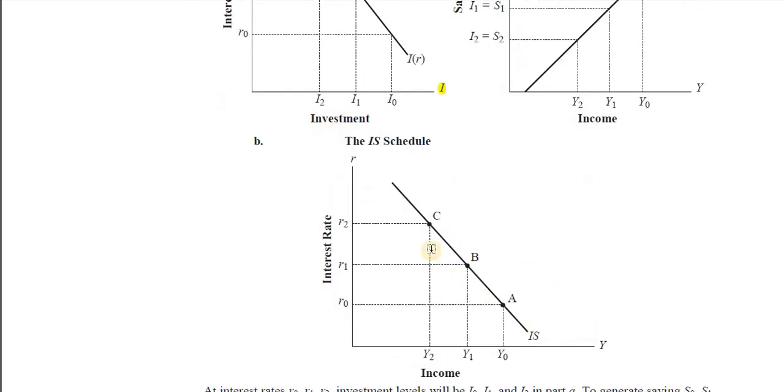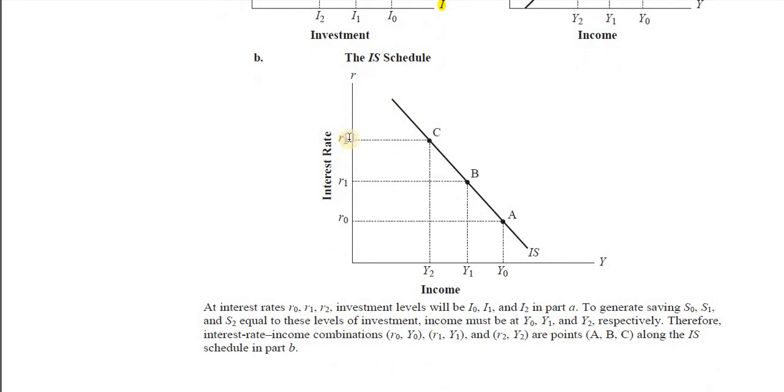Joining all these points, we'll be getting the downward sloping IS curve. So now we have gotten the product market equilibrium. On all these points, we are having equilibrium between the interest rate and income. So this is it.